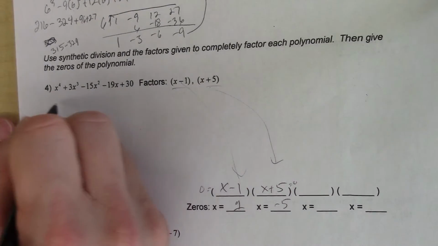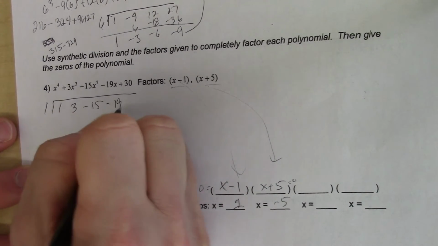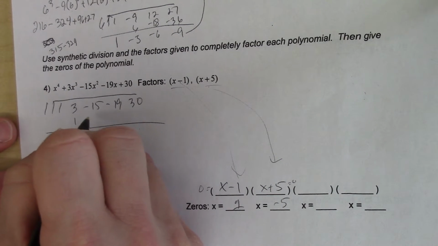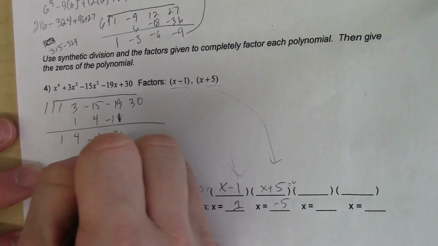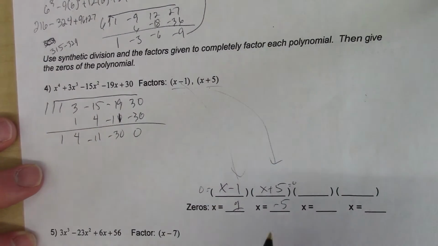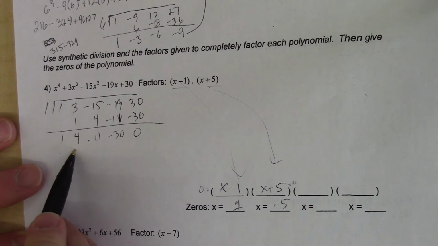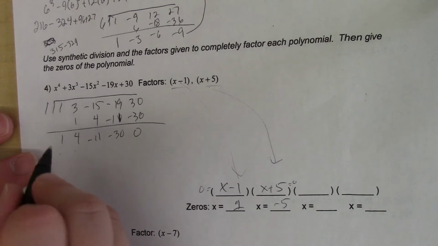So I'm going to put 1 into 1, 3, -15, -19, and 30. Drop it low, multiply and add, multiply and add, multiply and add, multiply and add, right? So we got one. But this, again, is like x cubed plus 4x squared minus 11x minus 30. We don't want to do that. We want to actually keep going.